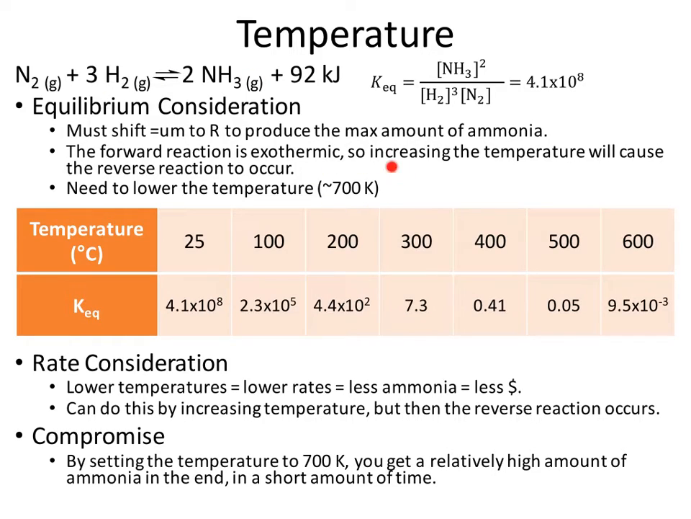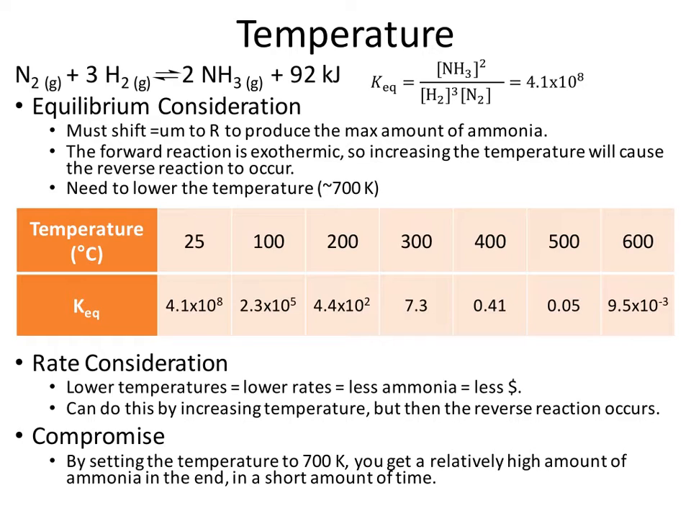So what engineers and chemists have come up with is that they need to lower the temperature to about 700 degrees Kelvin. Now, that's not a low temperature, and that's around this area over here. And you can see that the KEQ is pretty small, but at the same time, as we increase the temperature, we're increasing the rate. So we're not creating a huge amount of ammonia through the use of temperature, but we're creating that ammonia a lot faster. Faster means more ammonia at a faster pace, meaning more money. So again, that compromise is about getting to a temperature of about 700 degrees Kelvin.